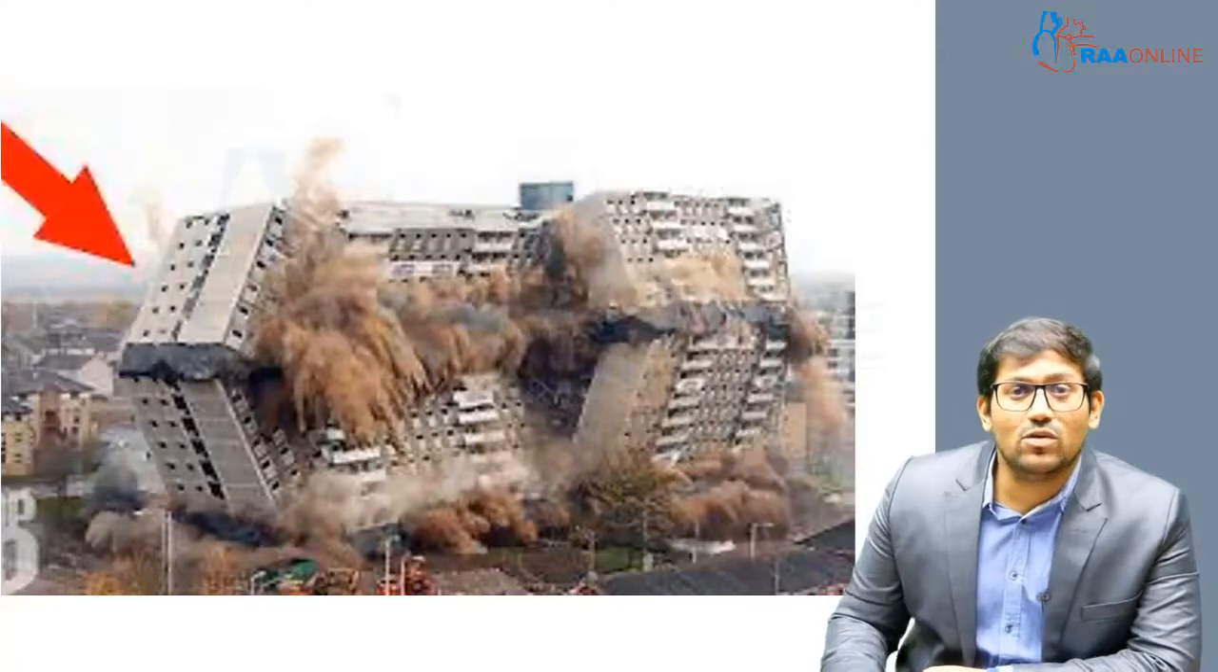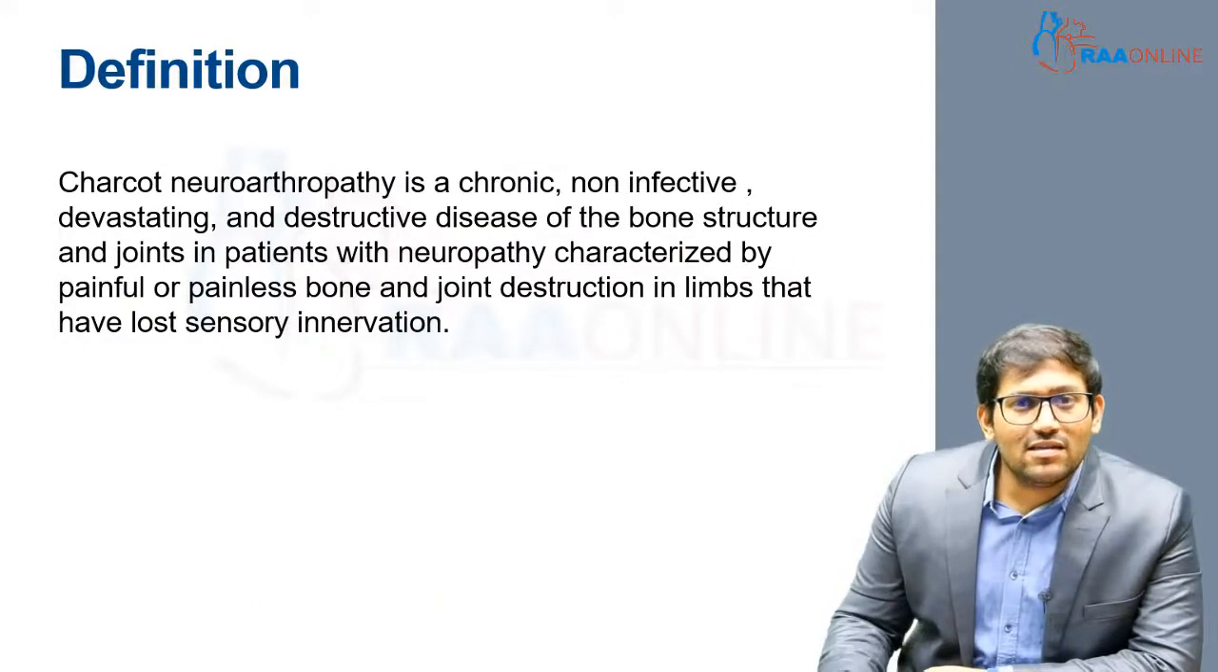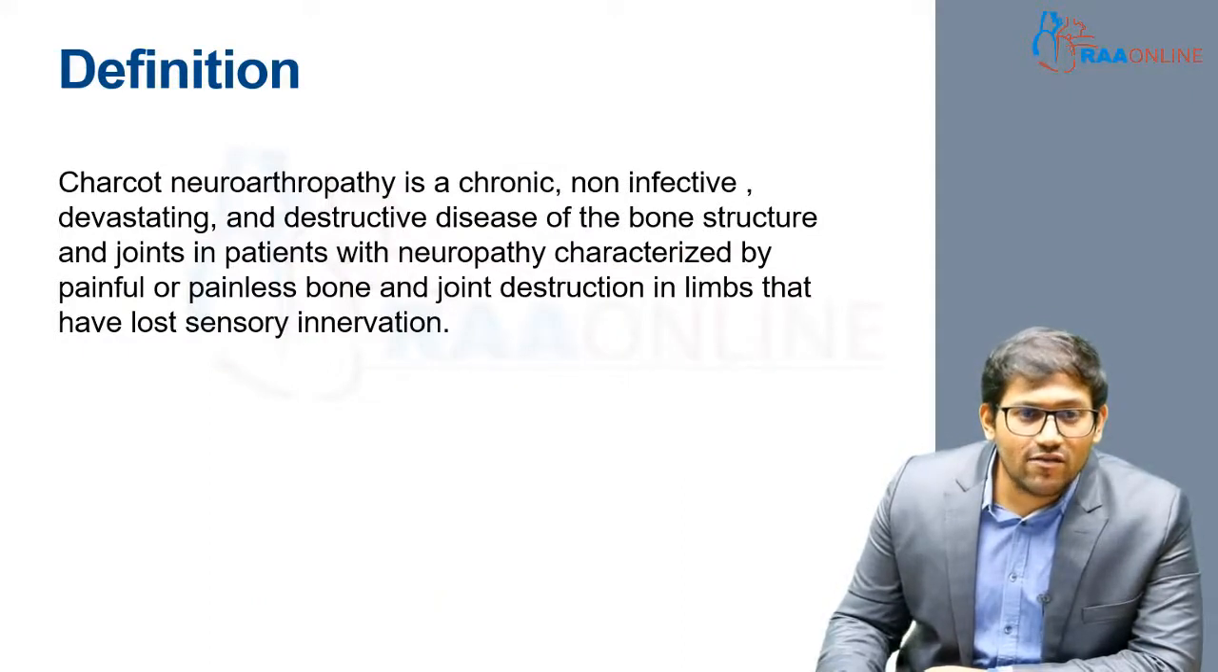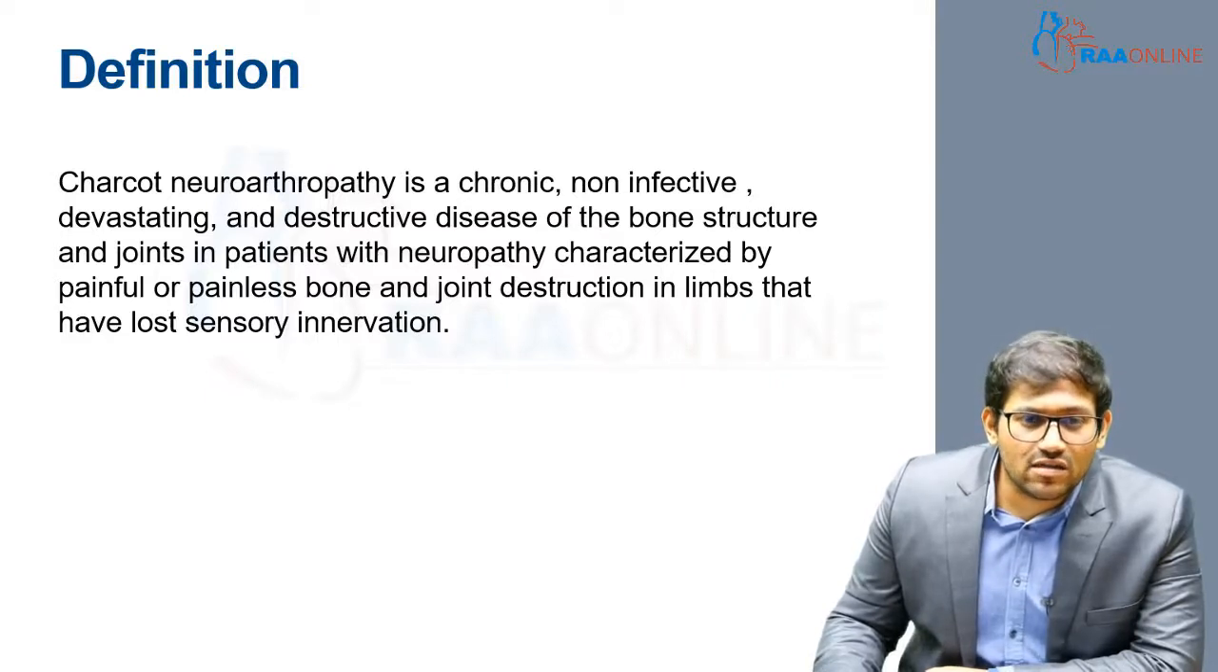When do you diagnose, or when do you tell, that a patient has Charcot's neuroarthropathy? Charcot's neuroarthropathy is a chronic, non-infective, devastative and destructive disease of the bone structure and joints in patients with a neuropathy, characterized by either a painful or almost always a painless bone and joint destruction in limbs, mostly in patients who have a loss of sensory innervation.